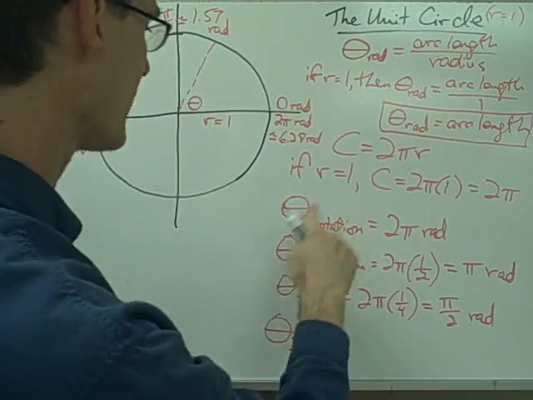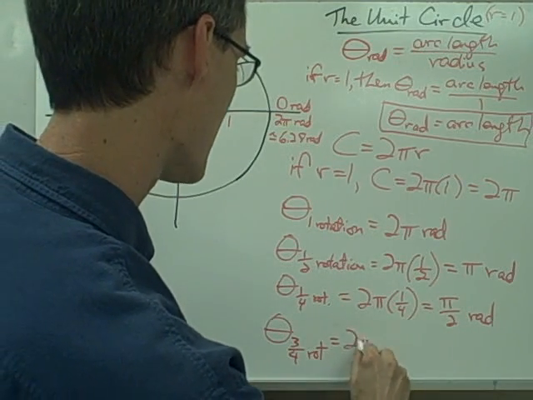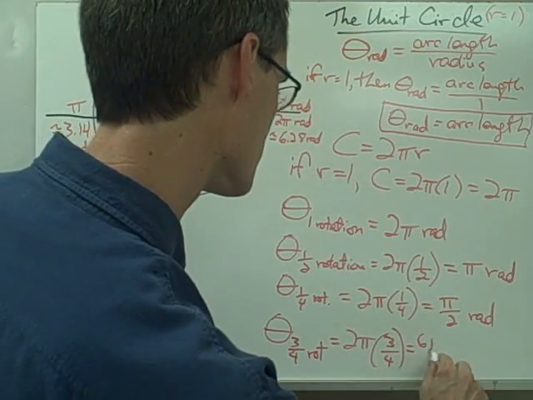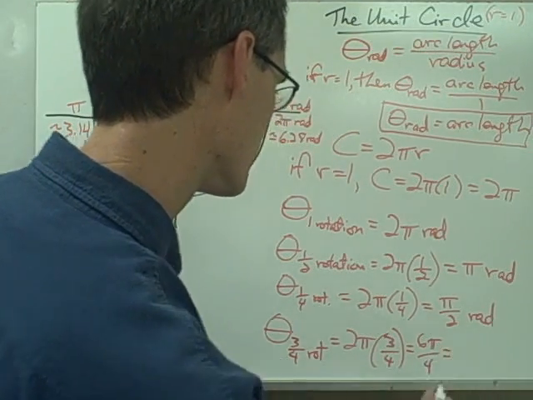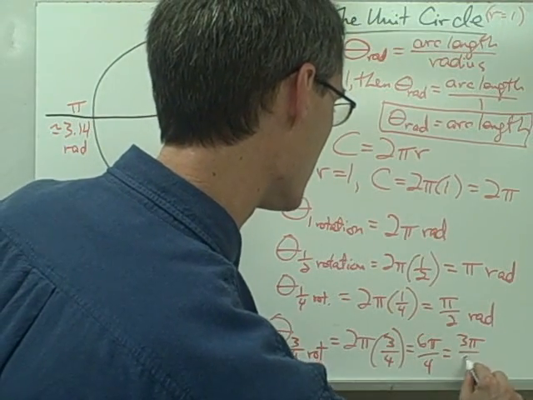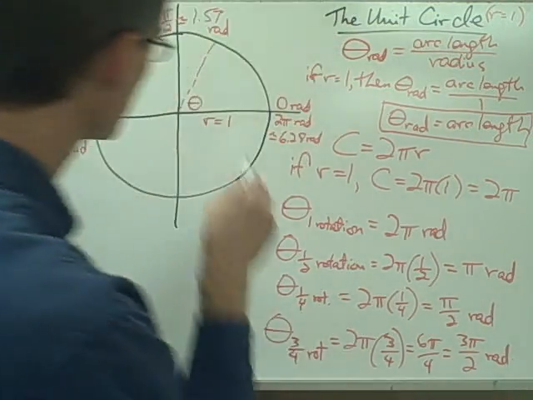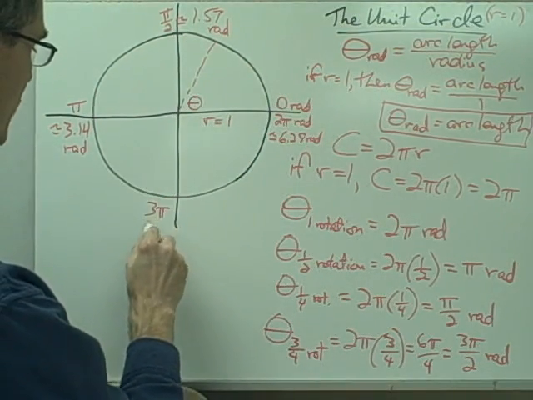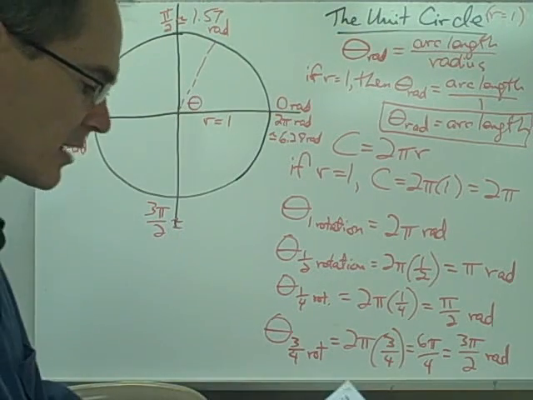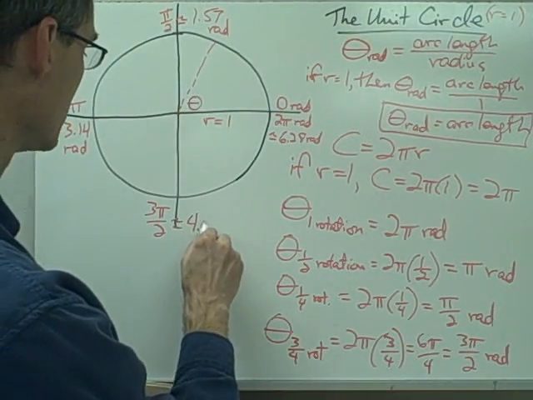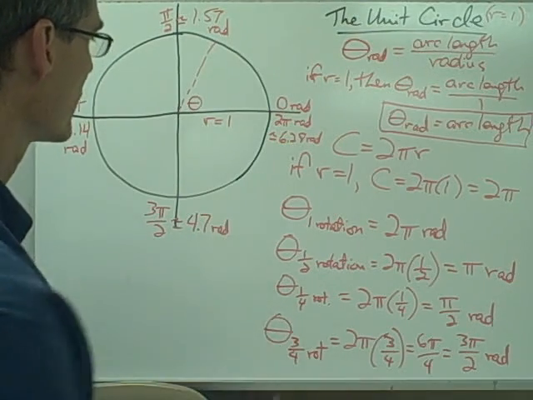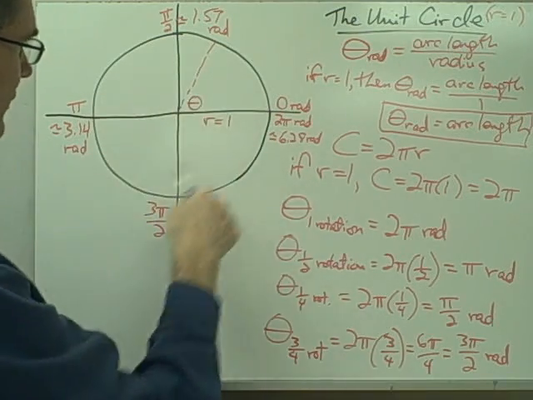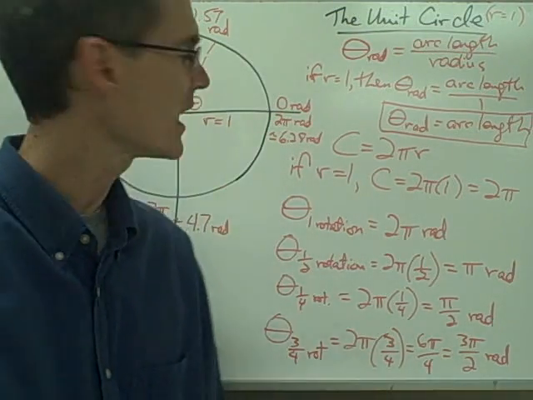That's going to be 3/4 of a full rotation, so 2 pi times 3/4, and that's going to be, let's see, 6 pi over 4, which reduces to 3 pi over 2 radians. So the measure of an angle of a 3/4 rotation is going to be 3 pi over 2, and if I punch that into my calculator to get a decimal number, that's approximately 4.7 radians. So now I know the measure of these 4 different angles, in radians.